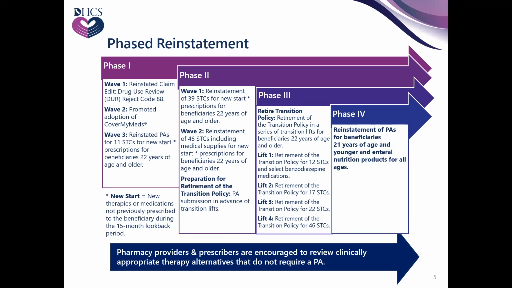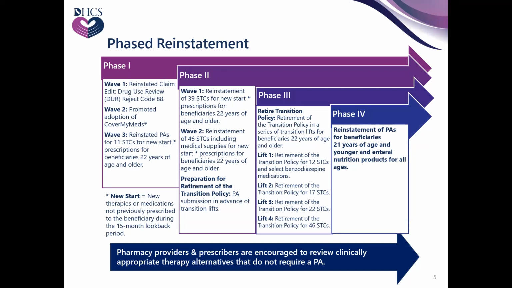During Phase 3, we will retire the transition policy for beneficiaries 22 years and older in a series of lifts. 30-day notices were provided in advance of lifts 1, 2, 3, and 4, and will continue to be provided for any additional lifts during Phase 3. Transition Lift 1 was implemented March 24th and included 12 STCs and 6 HIC-3s. Lift 2 was implemented on April 21st and included 17 STCs. Lift 3 was implemented on May 19th and included 22 STCs. Lift 4 will be implemented on June 23rd and includes 46 STCs.